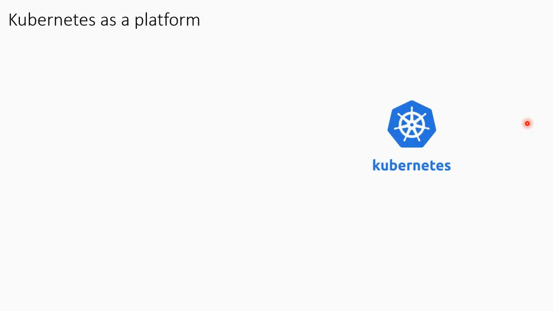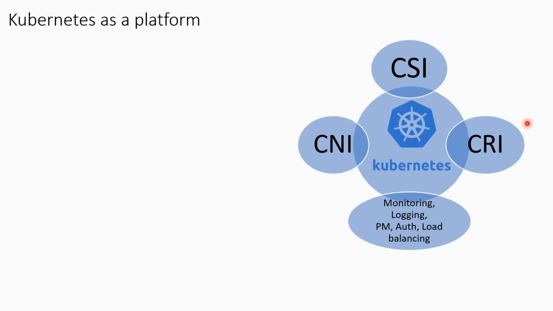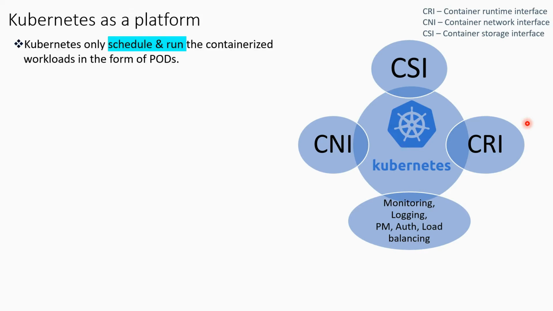Now let's understand this in detail. This was the whole picture which we were trying to understand. Kubernetes only schedules and runs containerized workloads in the form of pods. This is the engine here in the core. The main ability of Kubernetes is to schedule pods and to run your pods. Pods, what are pods? We will discuss it in the next module.